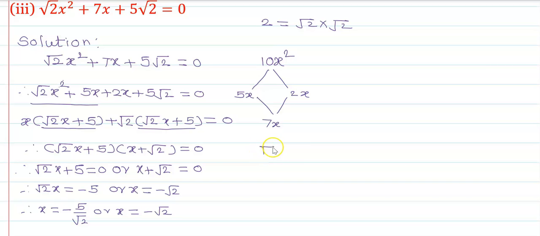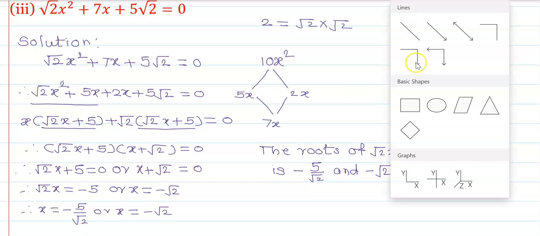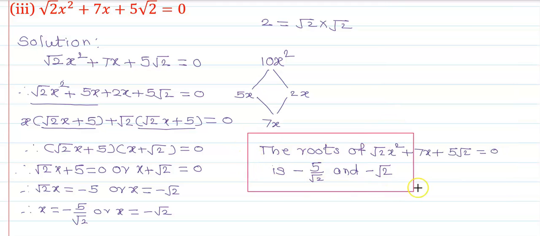The roots of the quadratic equation root 2x square plus 7x plus 5 root 2 is equal to 0 are minus 5 upon root 2 and minus root 2. Answer.